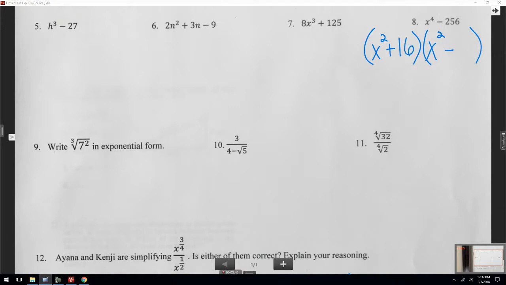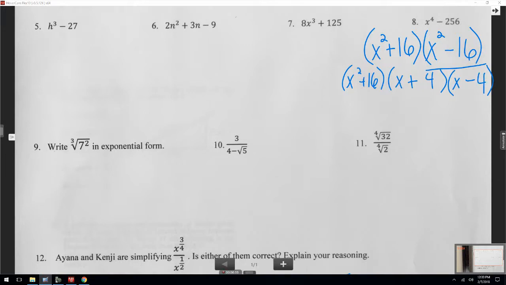16. Very good. But we're not done yet. Because this guy right here, x squared and 16 are both squares, and you've got a subtract sign. So you're going to bring down the x squared plus 16 and break up the x squared minus 16. Two x's would be x and x. Yeah, that's what I want. Yep, there you go.